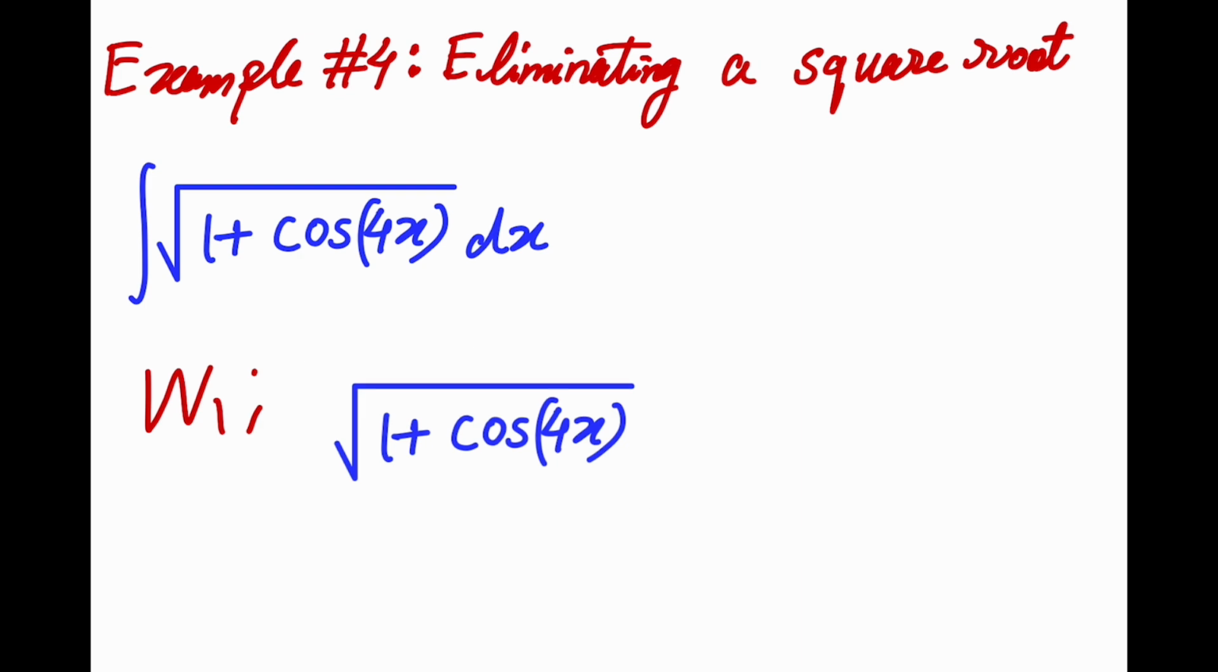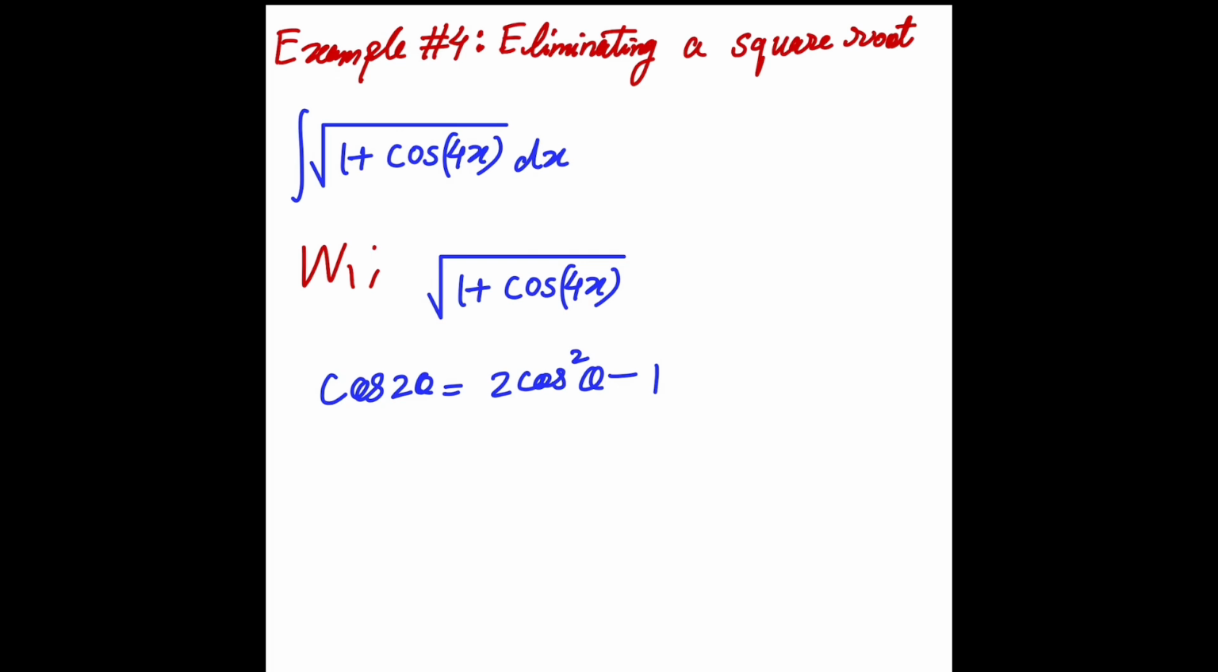To handle this, we'll use a trigonometric identity that helps us simplify the expression involving cosine of double angles. One of the identities which we can use is cos 2 theta is equal to 2 cos square theta minus 1. In our case, we have been provided cos 4x. So let's rewrite this expression in a way that is easier for us to understand. So cos 4x equals 2 cos square 2x minus 1.